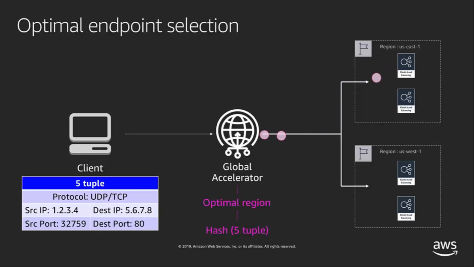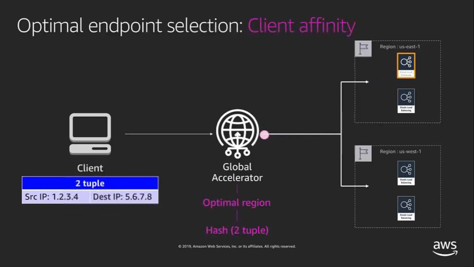Now, for some use cases, for example, video ingestion, you might want to have a 2-tuple. So you may want to have the same client going to the same endpoint independently of the port and the protocol where the traffic is going. So in the video ingestion example, there are different streams for video and audio coming from the same client but from different ports. And you may want to send them to the same processing server in your application. In this case, you can enable client affinity in your accelerator, and Global Accelerator will start following this pattern.